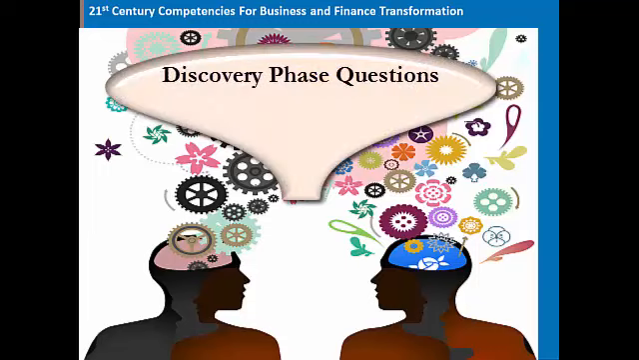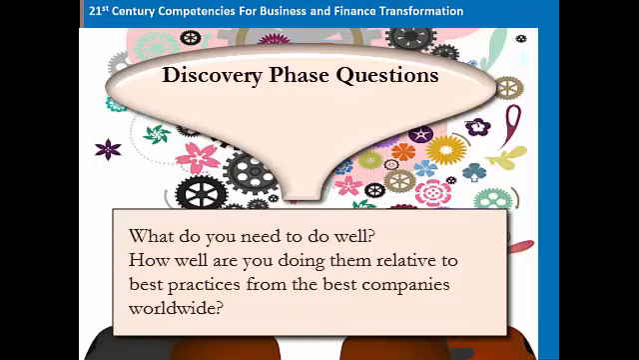Let's take a look at the first phase, the discovery phase. Now remember that we talked about transformation being doing business in a different way, taking advantage of 21st century technologies and methods in order to make better financial decisions. We're going to see a great deal of this evidence as we talk about the discovery phase. Now remember, discovery is all about finding out what you should be doing well and how you are doing it.